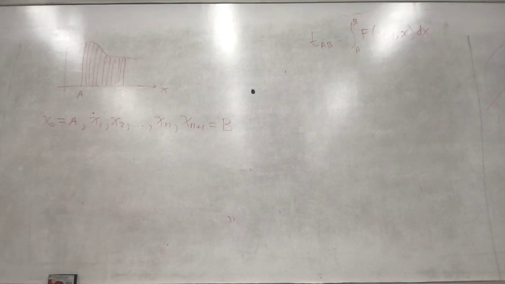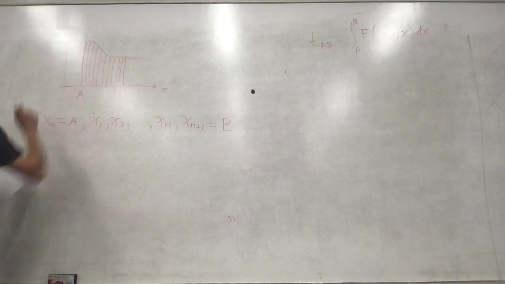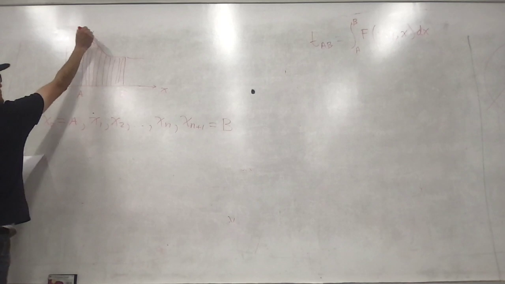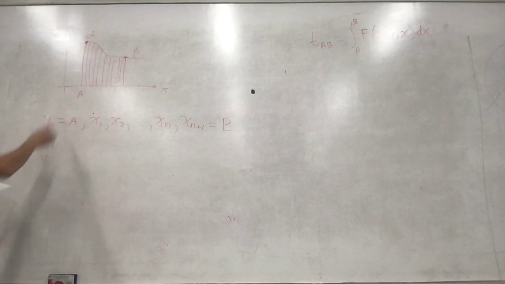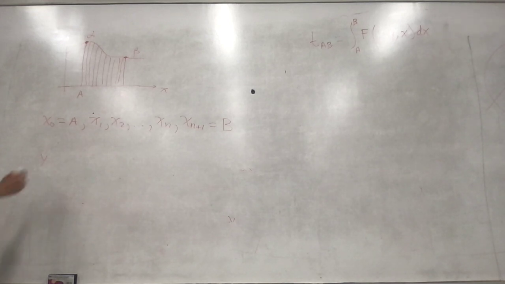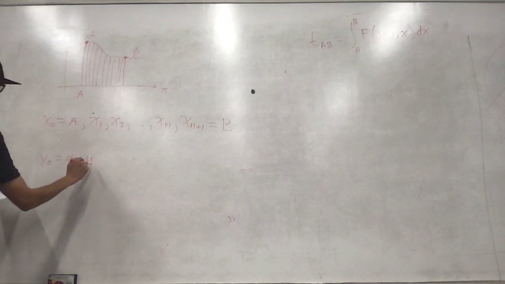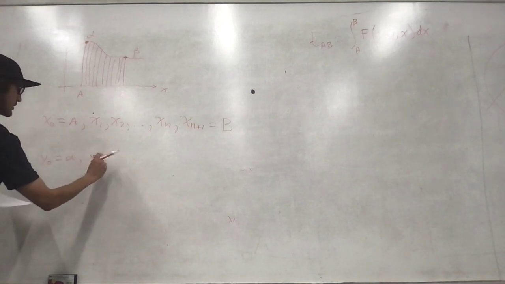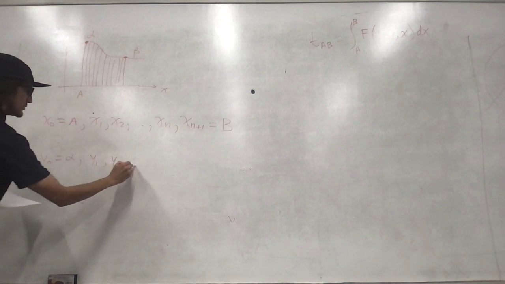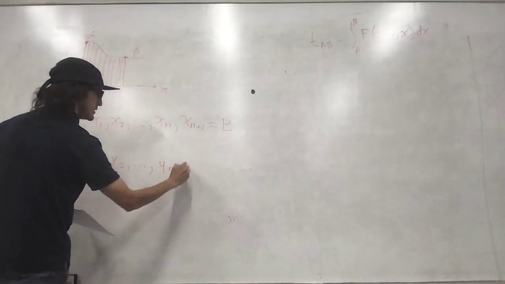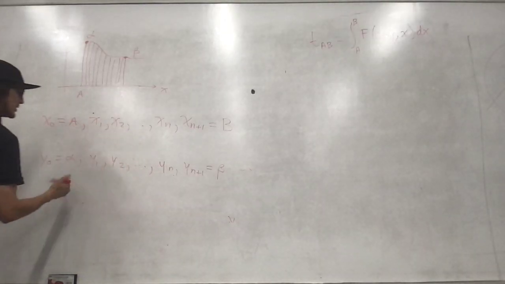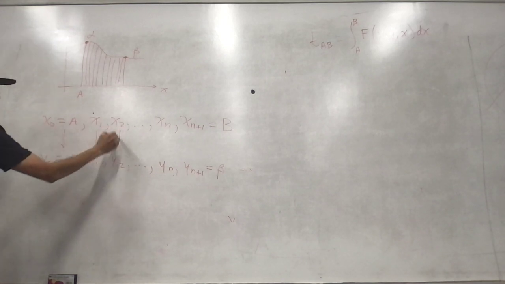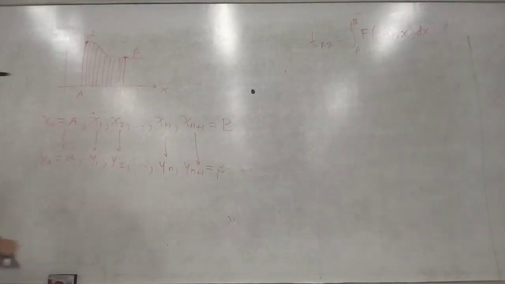What about for the y values? This value over here is going to be alpha, and this value over here is going to be beta. So those two values are also going to be likely specified by your problem. So y0 is alpha, y1, y2, yn, and yn plus 1 equals beta. And so each of these x's is going to be associated with one of these y's.